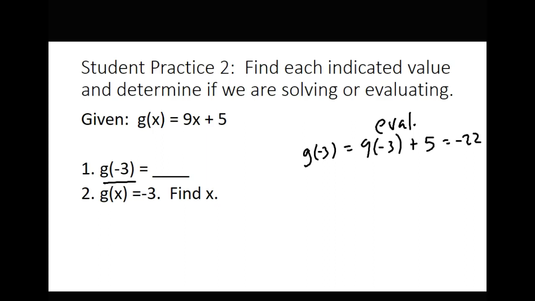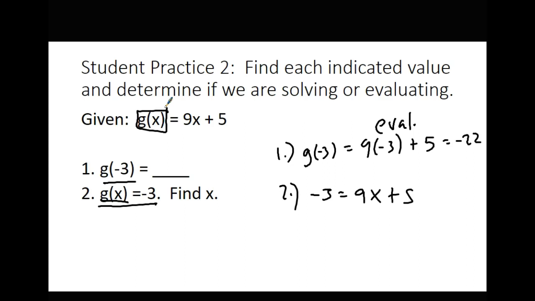Sam, how would you write this one for number 2? Well, it's right here. So we have g of x equals. There we go. That's it. So in this case, you're replacing the g of x with -3. So you're taking this and replacing the g of x with -3. And that's an example of evaluating or solving.